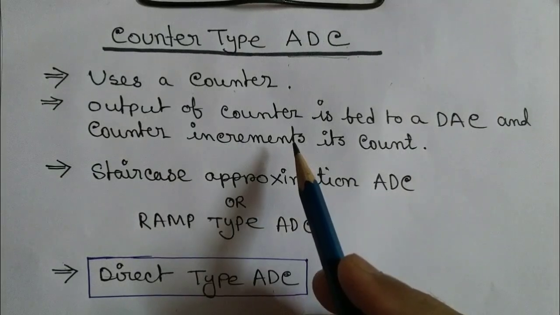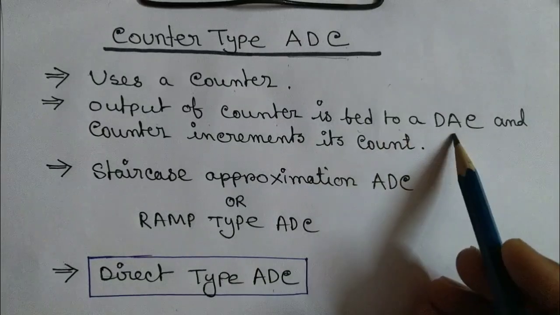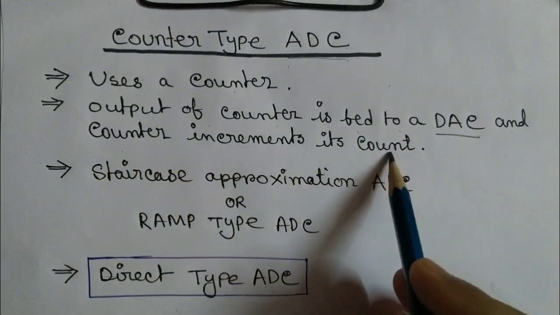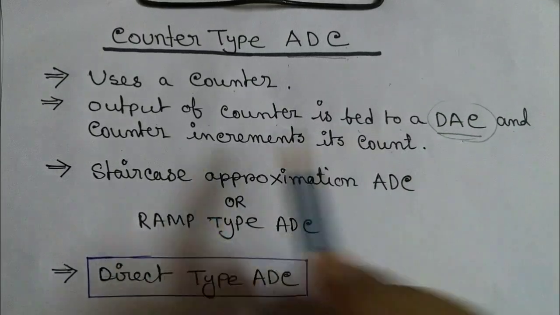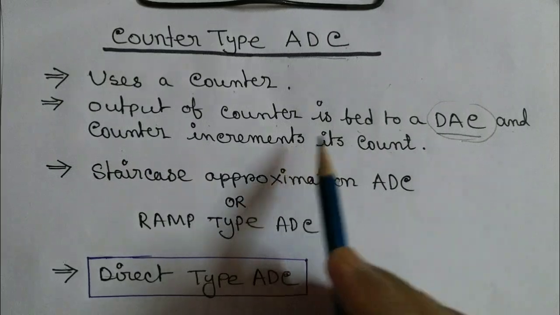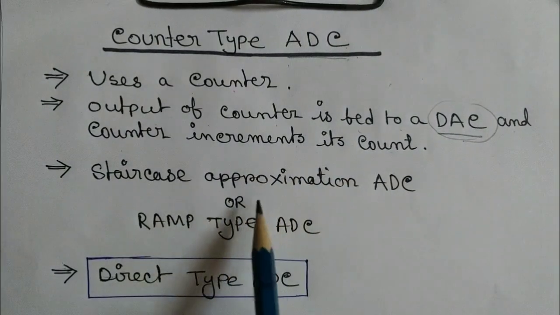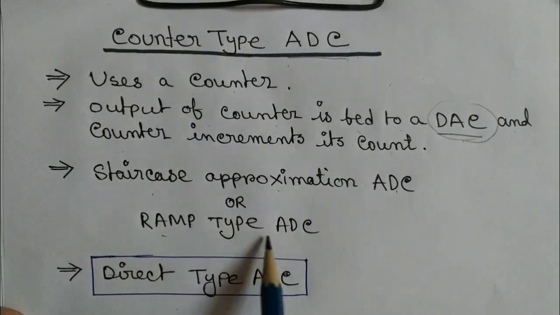In counter type ADC, the output of counter is fed to a DAC and counter increments its count. It means it uses a digital to analog converter. Then the DAC will go to the next block, which is called comparator. Counter type ADC is also called as staircase approximation ADC or RAM type ADC.